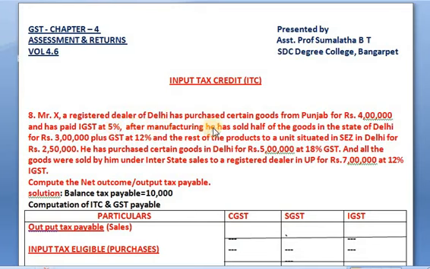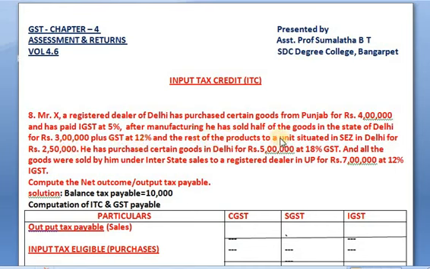Next, after manufacturing, he has sold half of the goods in the state of Delhi for rupees 3 lakhs plus GST at 12%. Very clearly they have given. They have sold to Delhi, that is intra-state only. So CGST and SGST will apply. On 3 lakhs, GST at 12%, so 6% each.